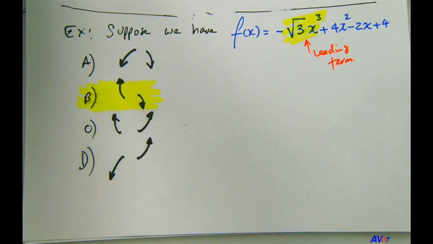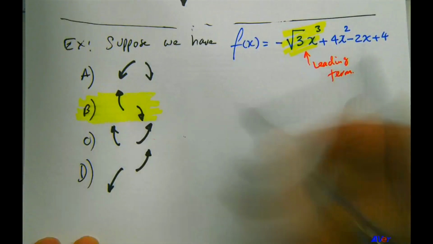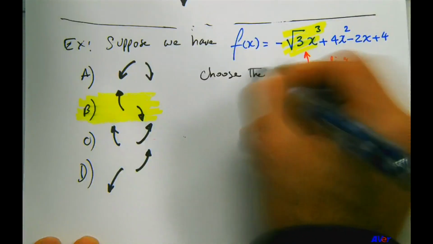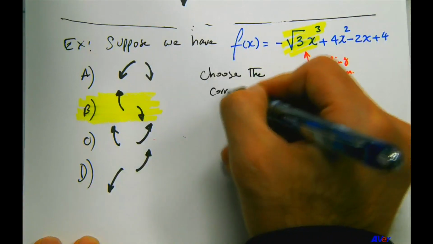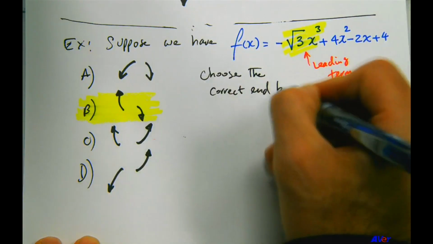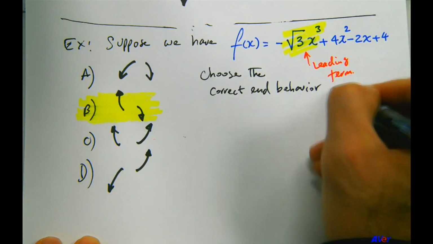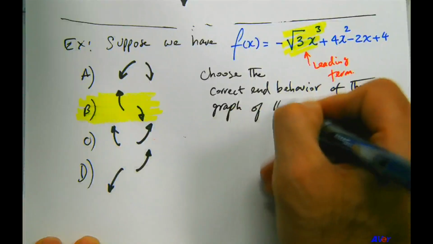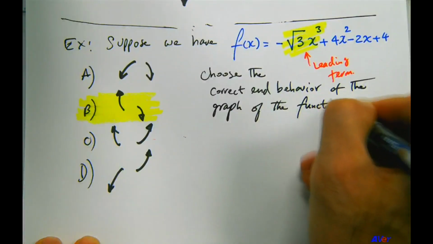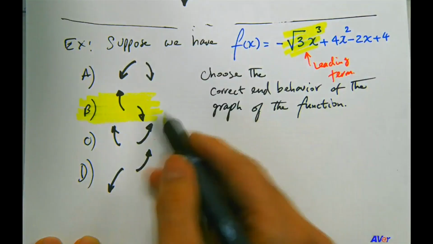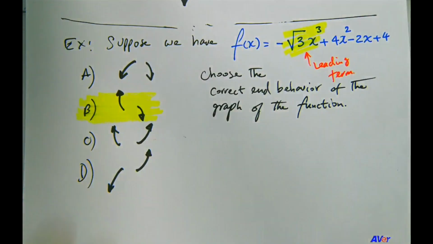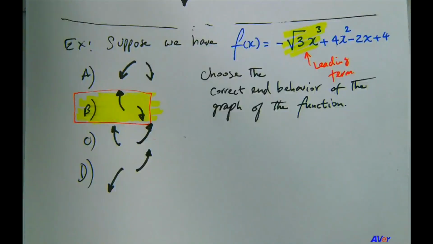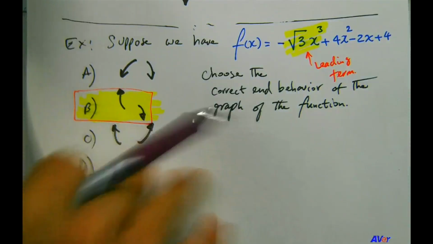So I should have actually completed that question. Suppose we have this, choose the correct end behavior of the graph of the function. Okay? And we did. It's B. This one. Okay? All right, so let's do another example like this.